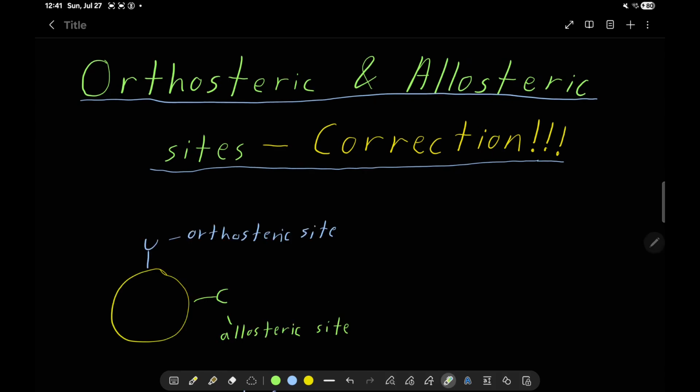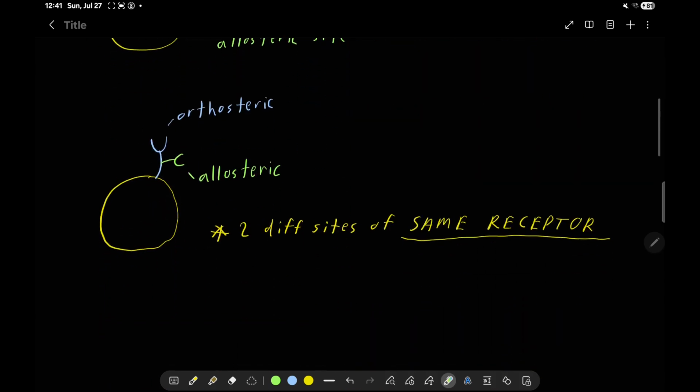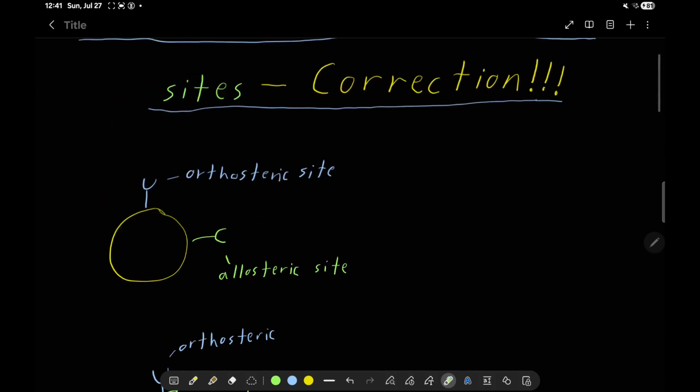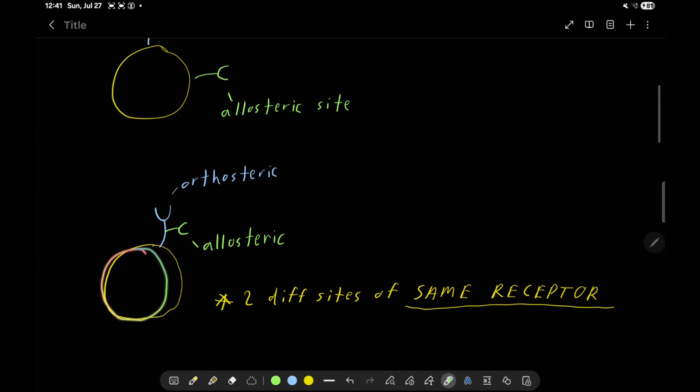Let's go. So in the last video, we learned all about orthosteric sites and allosteric sites, but I made the mistake of showing that orthosteric sites and allosteric sites are two distinct receptors on the same cell, and this is not true. This isn't the case. What is the truth is that orthosteric sites and allosteric sites are two different sites as part of the same receptor. So it's not two different receptors on the same cell. You have one cell with one receptor, and this receptor has different sites, an orthosteric site and allosteric sites.